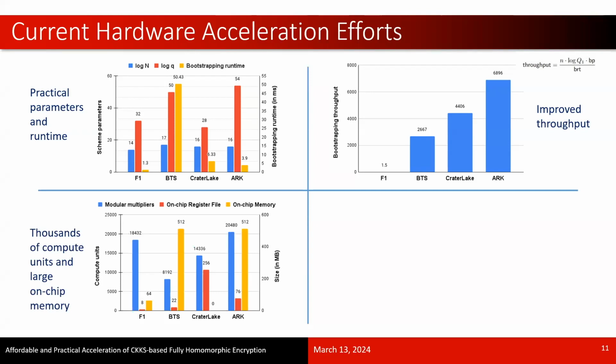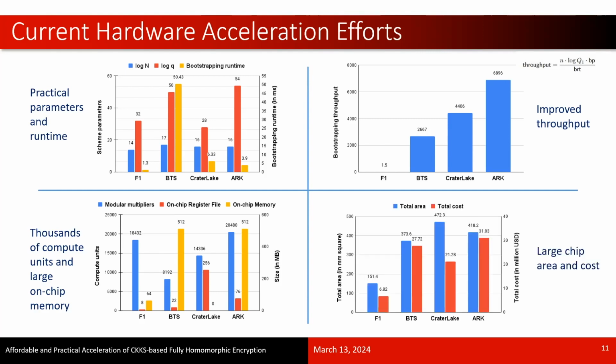modular multipliers and make use of large on-chip memory. Fitting these large resources requires moving onto expensive, more recent technology nodes, which is 14 nanometer or 7 nanometer. All of these ASIC proposals result in large chip area, and these large chip areas translate into tens of millions of dollars of fabrication cost. With such a high cost, these solutions are not very affordable.